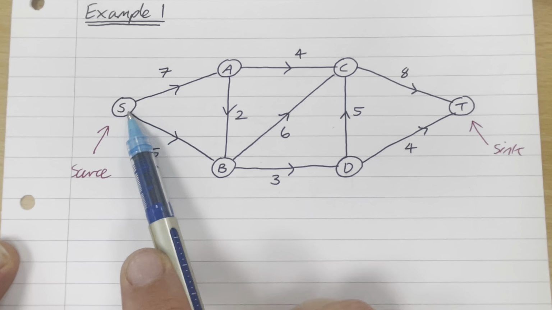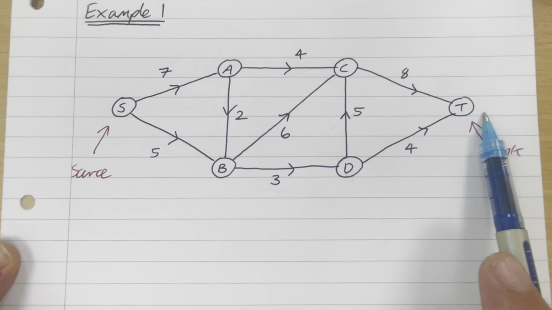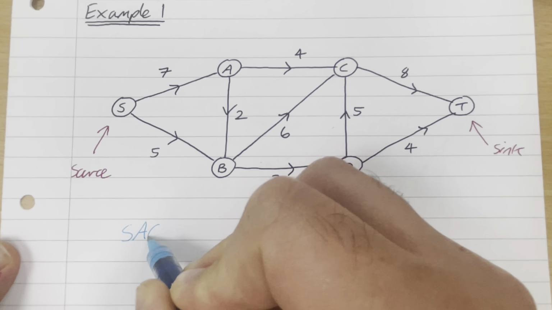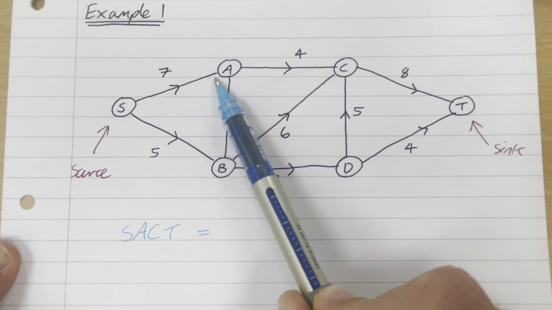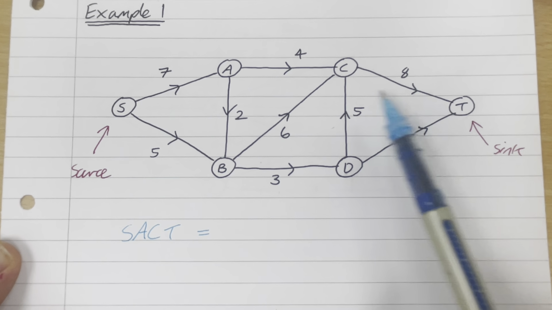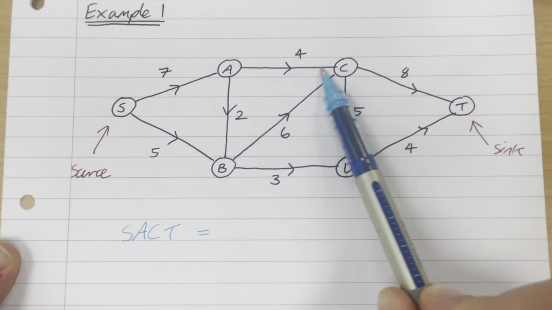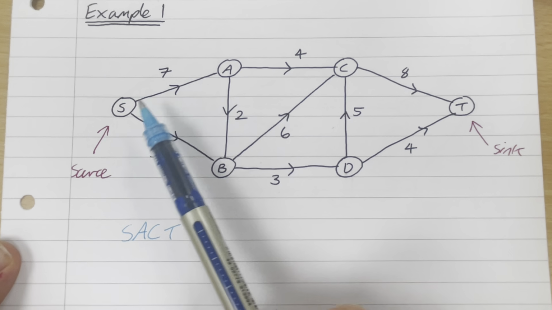Okay, so let's have a look at this route here, from S to A to C to T. That is one path that takes me from the source to the sink. So I'm just going to write SACT. And if I'm going to push fluid through that path, the maximum amount of fluid I can push through that path is going to equal the minimum number on that route. So in this case, that's 4. So 4 litres per minute, I could push through that route.